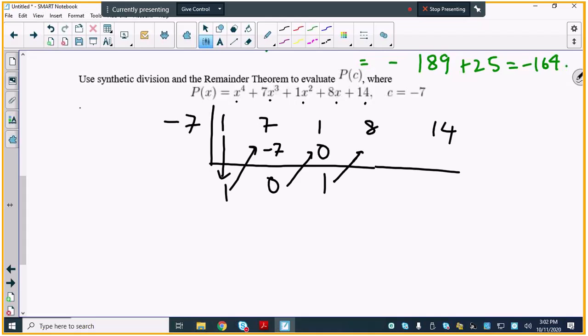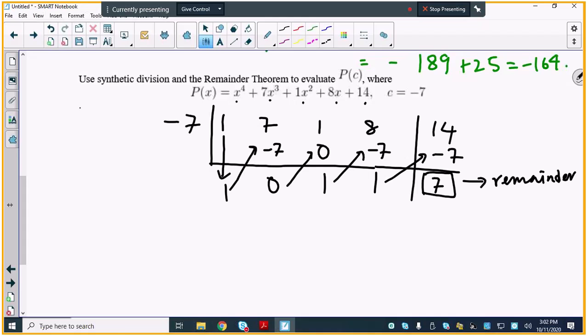Negative 7 times 1 is negative 7. Add 8 with negative 7, you get 1. Negative 7 times 1 is negative 7. Add 14 and negative 7, that is 7. And the last block is going to give you the remainder. So we have found the output. So when the input for this polynomial P is negative 7, the output is positive 7. And that answers this question.